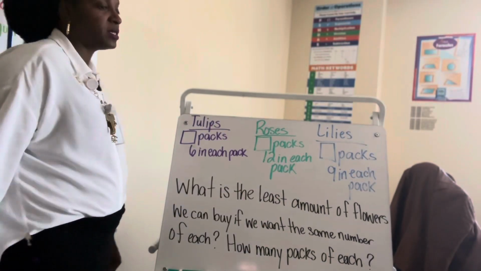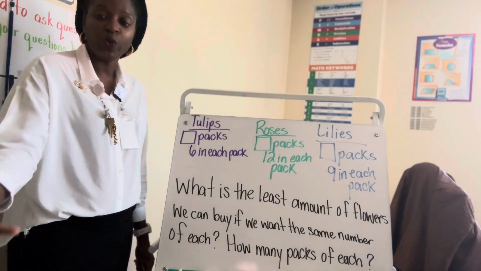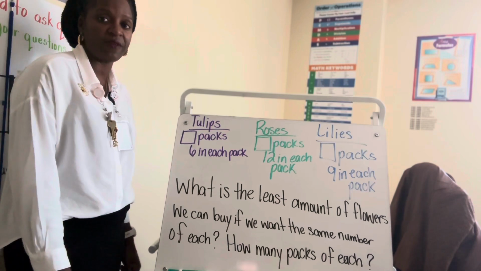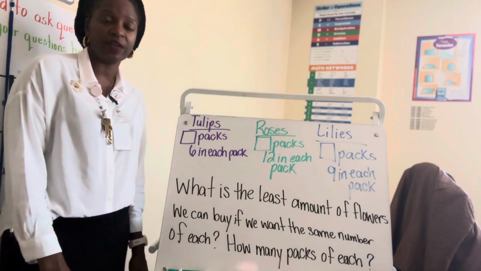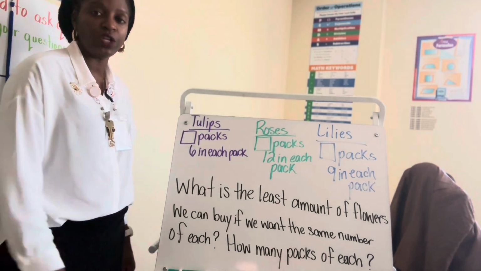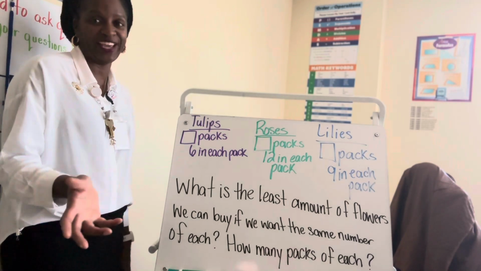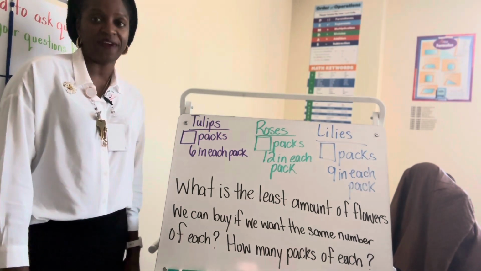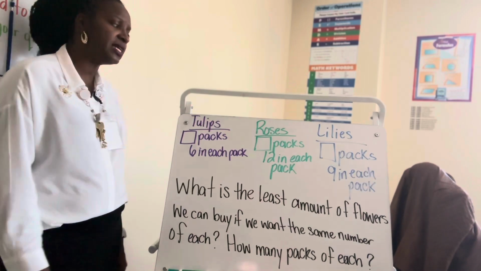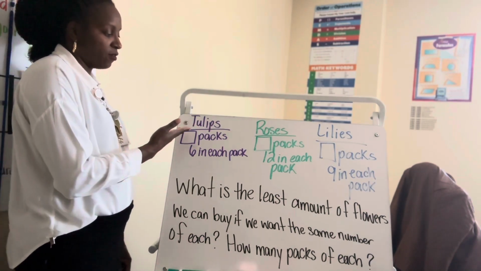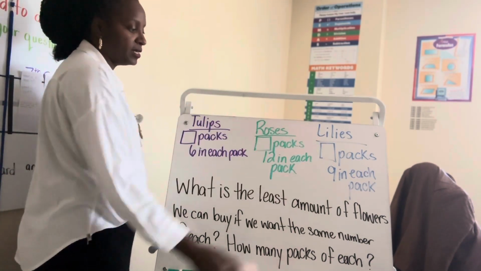So this problem is going to deal with least common multiple, which goes hand in hand with the greatest common factor. This is the opposite side of it. When you're looking for multiples, you're looking for a product, which is the answer when you multiply two or more factors. In this instance, we have a pack of tulips, roses, and lilies.